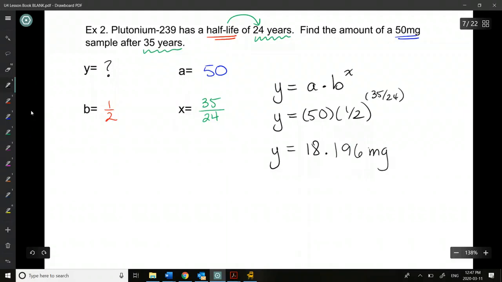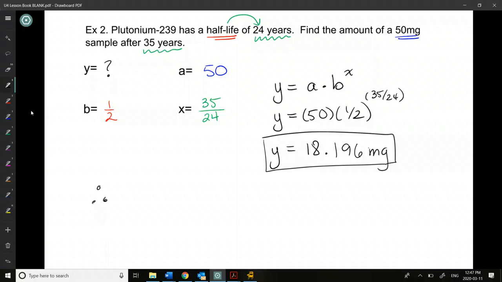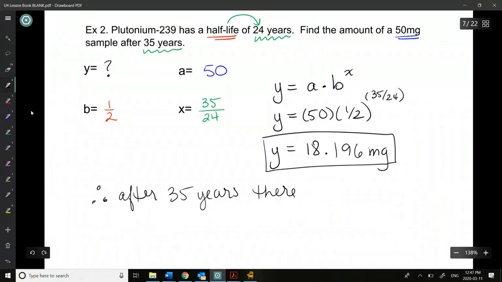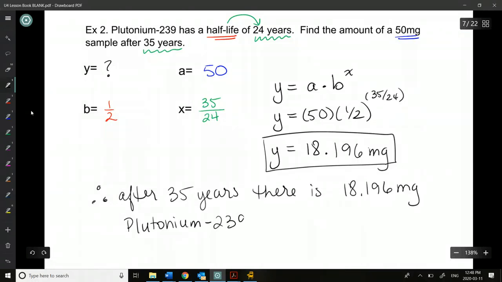Here we go. Okay. Who wants to create our final statement for us here? George. Would it be, after 35 years, there would be 18.196 milligrams of plutonium? Yep, perfect. After 35 years, there is 18.196 milligrams of plutonium-239 remaining. Beautiful.